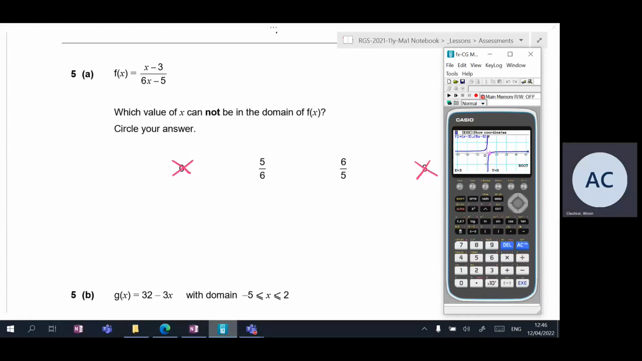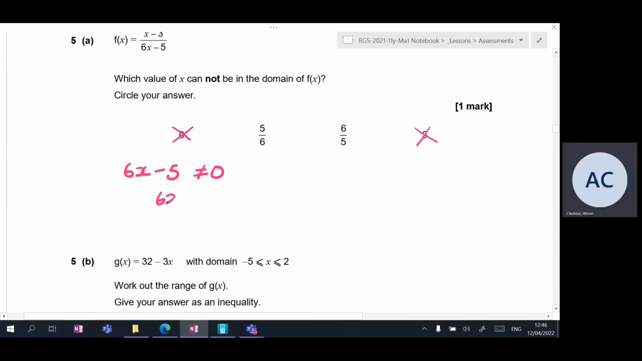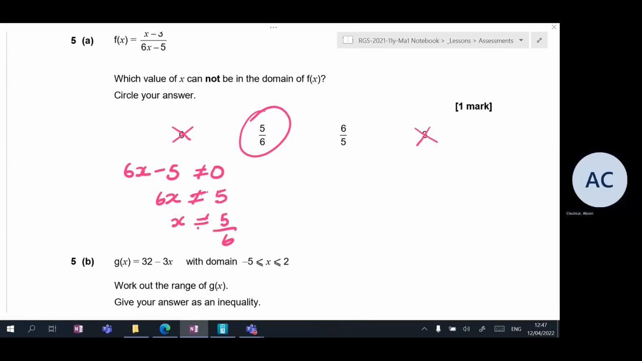Okay, so remember the asymptotes are the values the graph cannot take. So we cannot divide by 0. So therefore, 6x minus 5 is not allowed to equal 0. So if we solve that, then we can see that x is not allowed to be 5 over 6. So that will actually be where that vertical asymptote is. Quite hard to see on the graph, and obviously 5 over 6 and 6 fifths are very close in value.